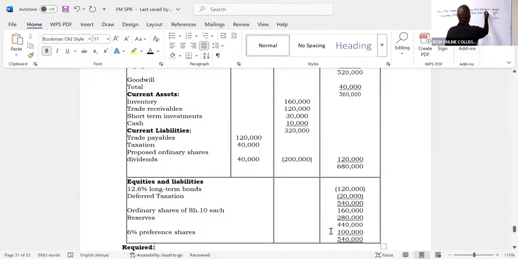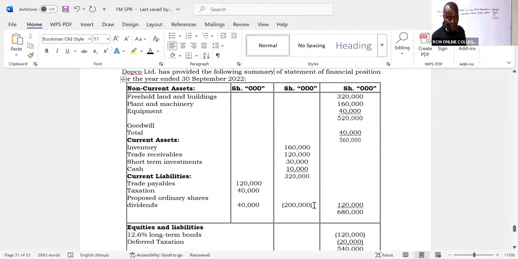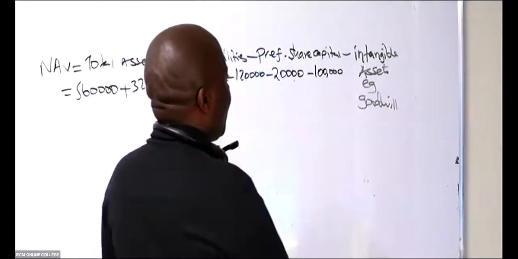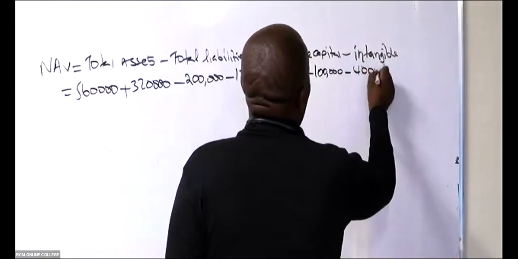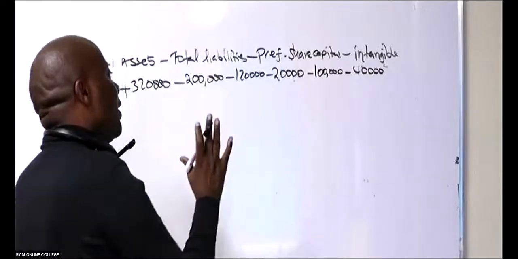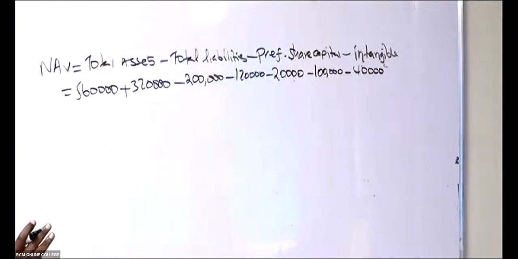So minus 100,000. Do we have any intangible assets amongst our non-current assets? Oh, yes, we do. You can see we have goodwill here. This goodwill is intangible. You can't touch goodwill. So minus 40,000. So this will be the total net asset value of the company.